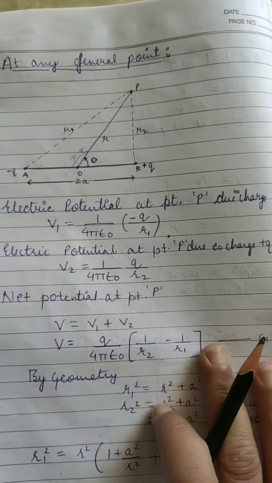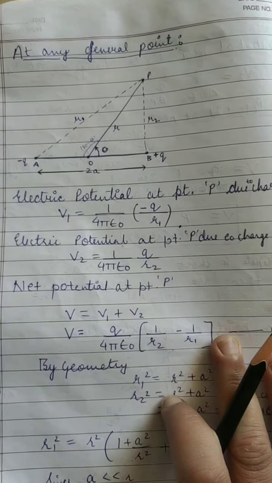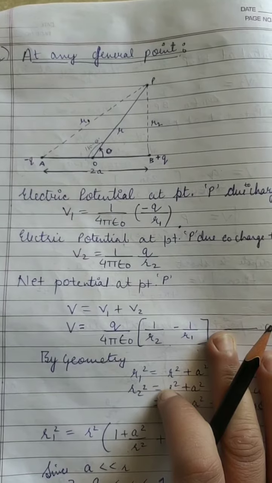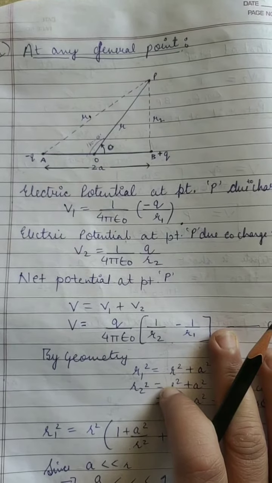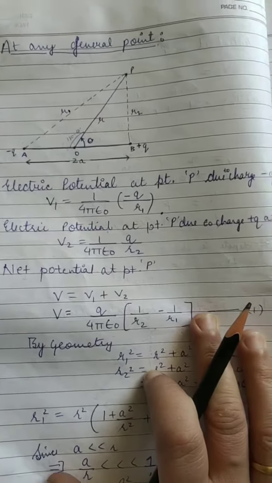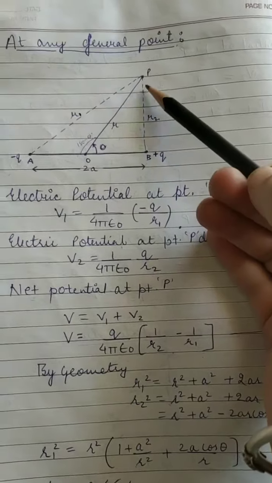Hello everyone, in the previous module we discussed the electric potential due to a dipole. We discussed two parts: on the axial line and on the equatorial line. The third part of that topic is at any point. Here we will consider the point P which is placed anywhere.